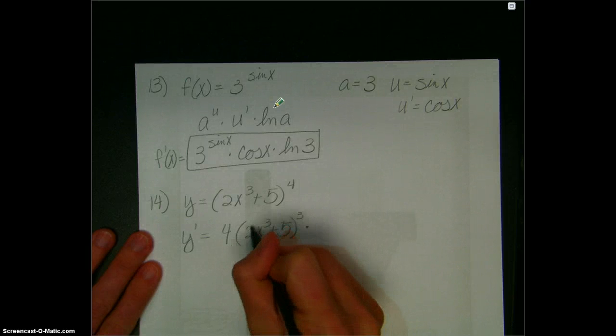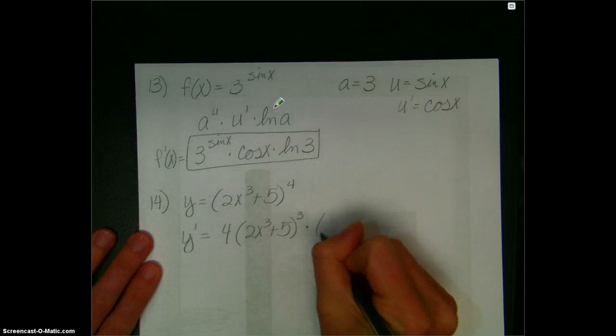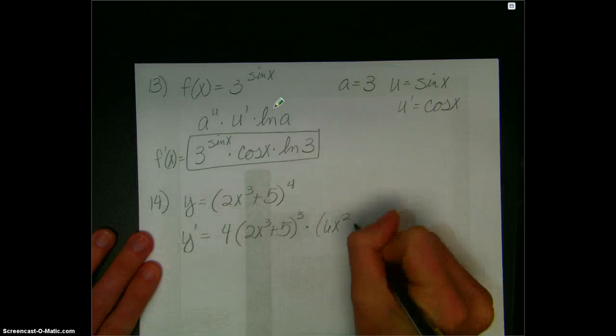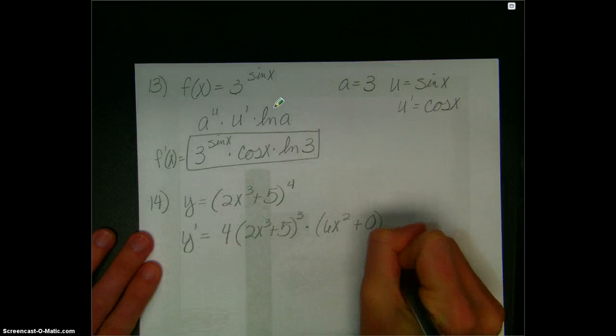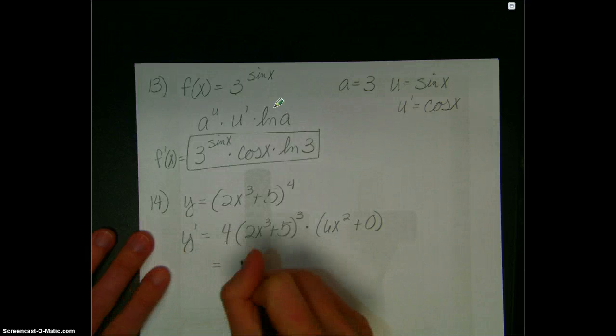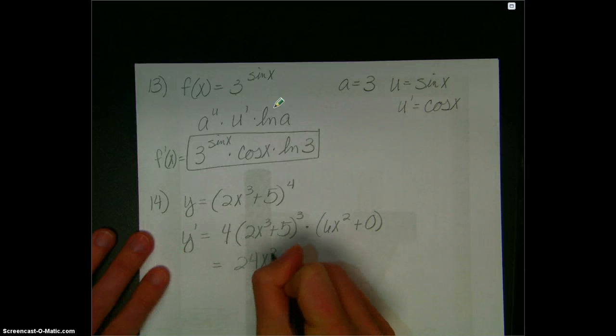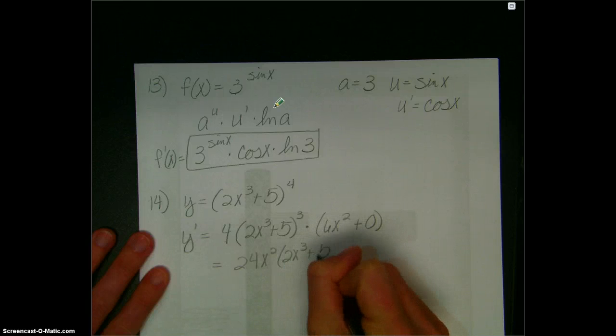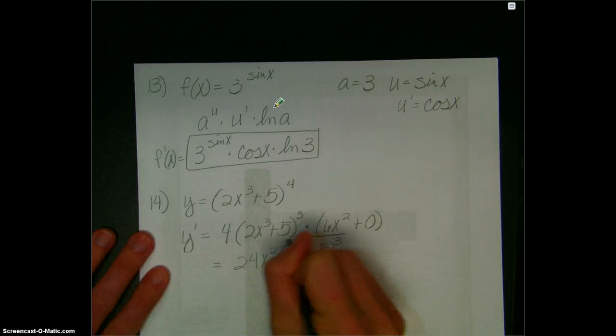So here I've got 3 times 2 gives me 6x squared. And then I've got plus the derivative of 5, which is just 0. So really I could go ahead and multiply my 4 and my 6 together right there. That'll give me 24x squared. And then I've got 2x cubed plus 5, cubed.